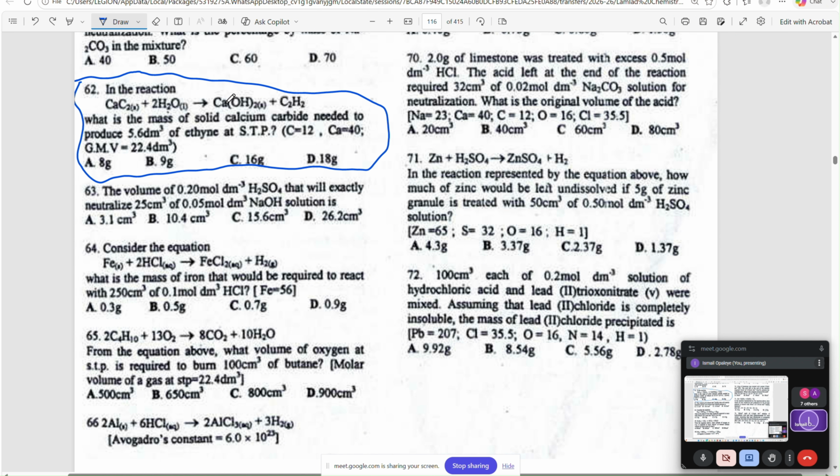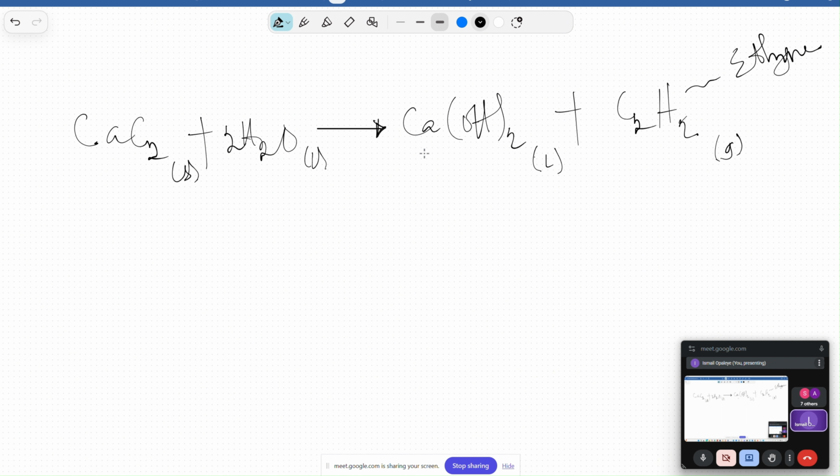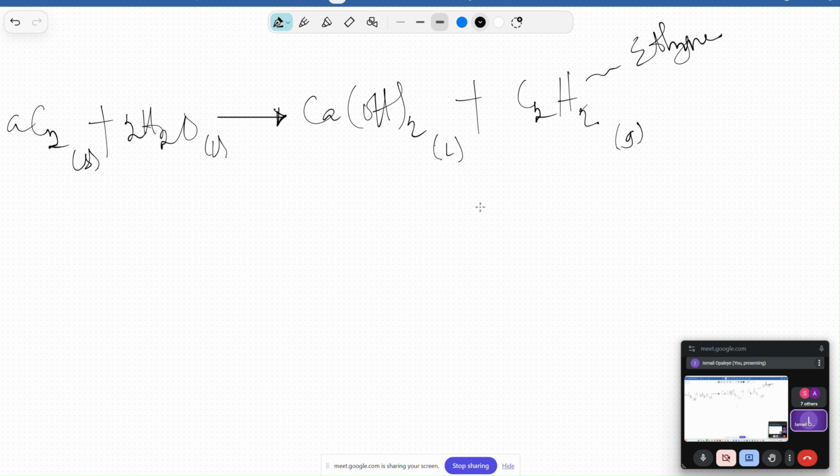So the question says, what is the mass of the solid calcium carbide needed to produce 5.6 dm cube of ethyne? You can see that it is 5.6 dm cube of ethyne at what? STP, standard temperature and pressure. So the volume of this gas produced is 5.6 dm cube.